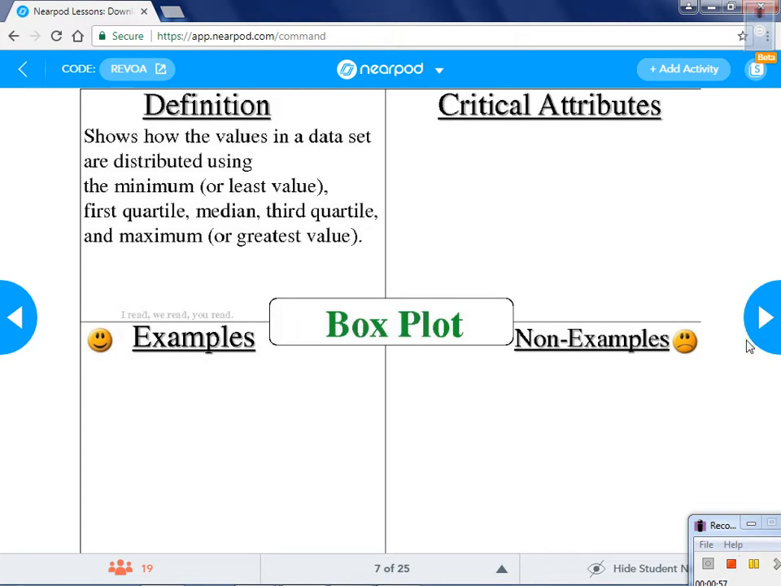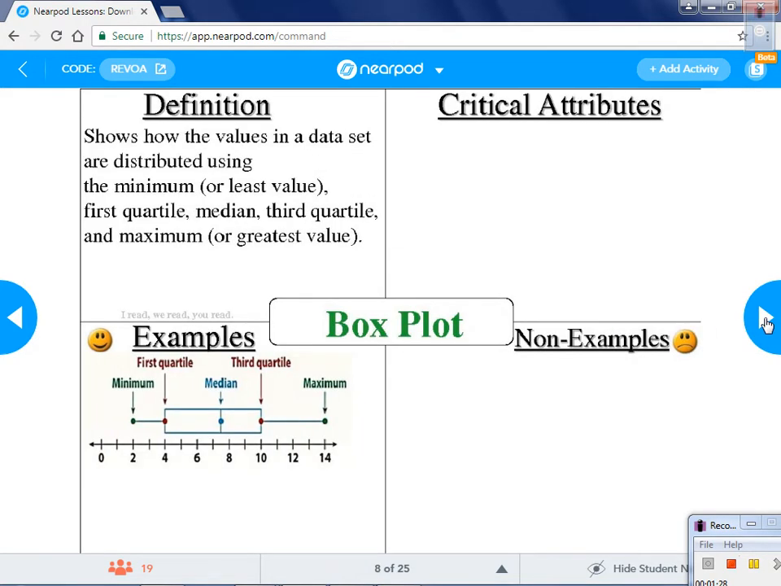So write this example down after you copy the definition. Copy that, and then I'll go over it once you're done. Give you a minute.